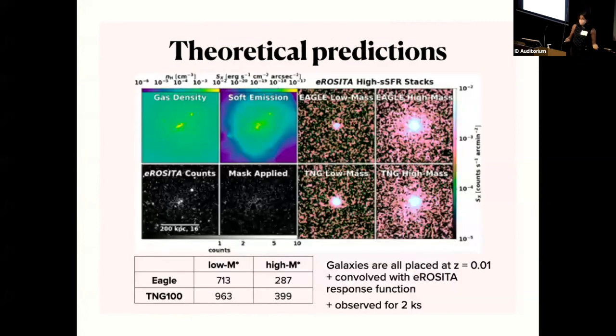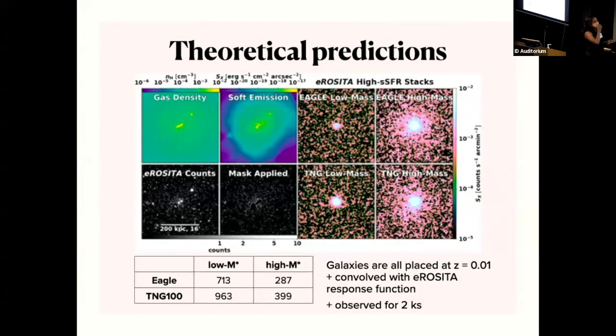Now we're going to compare this to the simulation. So how were these mocks prepared? You start with your simulation. You look around the galaxies in the simulation. You take something like 3 virial radii of the galaxy. You cut out that much information from the simulation box. Then you look down a cylinder at the galaxy and compute the projected emission.